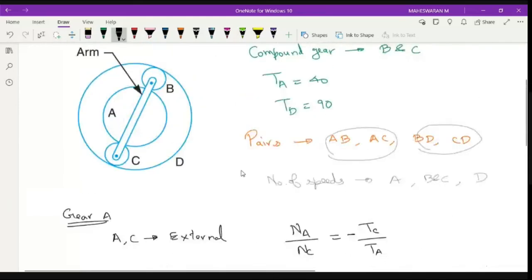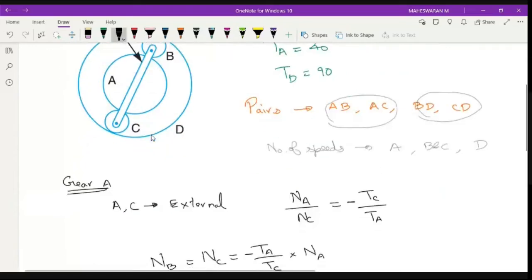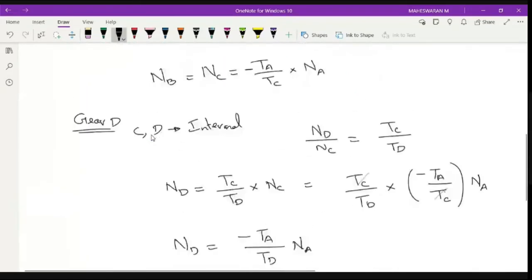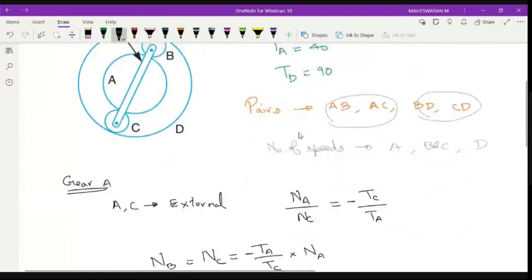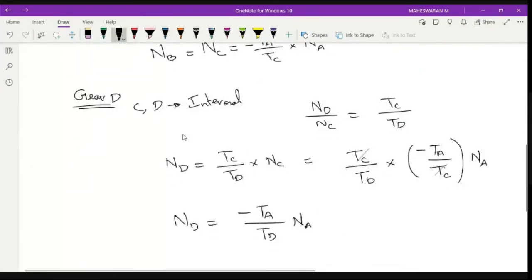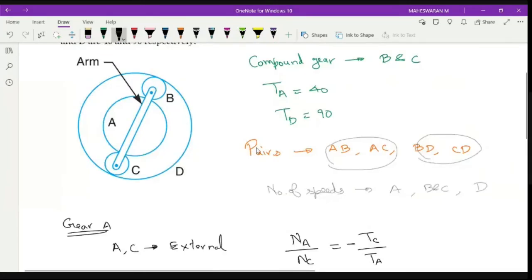That is over. The next step is to identify the number of teeth, whether it is available as per the formula. TA is available, TD is available. Very good, so I can identify ND easily. But what about the first one? TC is not available. How to identify TC? Is there any other way?